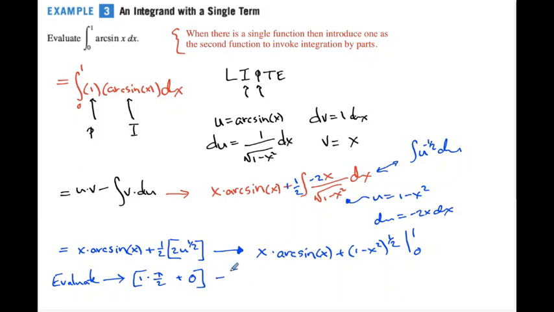Now we have to plug in our lower bound. When we plug in 0, 0 times arc sine of 0, well, arc sine of 0 is 0. So 0 times 0 plus 1 minus 0 is 1. The square root of 1 is 1. So we have 0 plus 1. And our final answer here is pi over 2 minus 1.